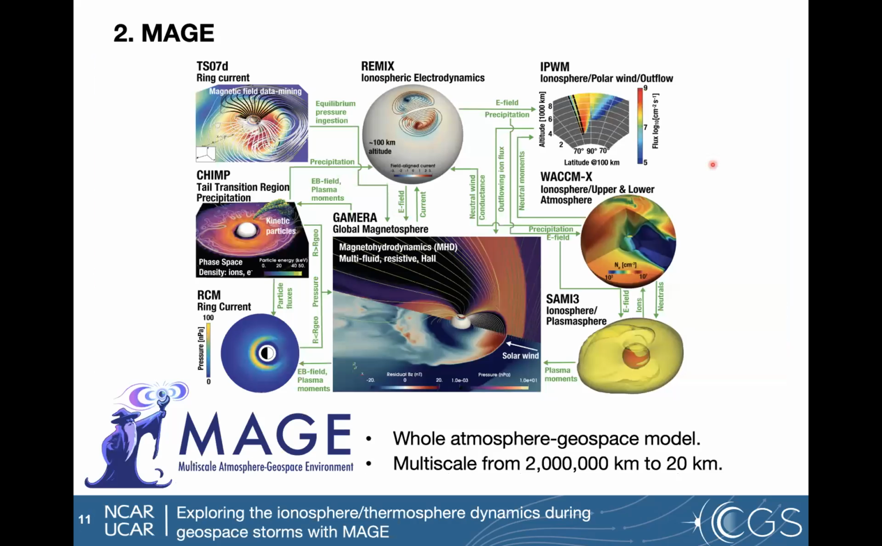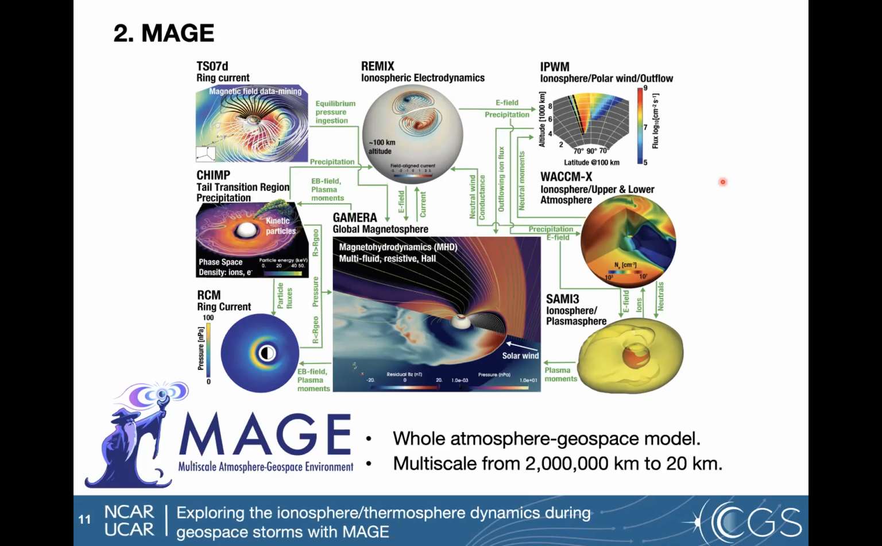One of the main tasks of CGS is to develop a multi-scale atmosphere geospace environment model and make use of that model to explore the dynamics in this whole atmosphere geospace system. This is the blueprint of MAGE, where you can see that it basically includes all the critical components in the atmosphere geospace. And the goal of MAGE is not just putting things together, but instead to explore the dynamics from a perspective of multiple scales.